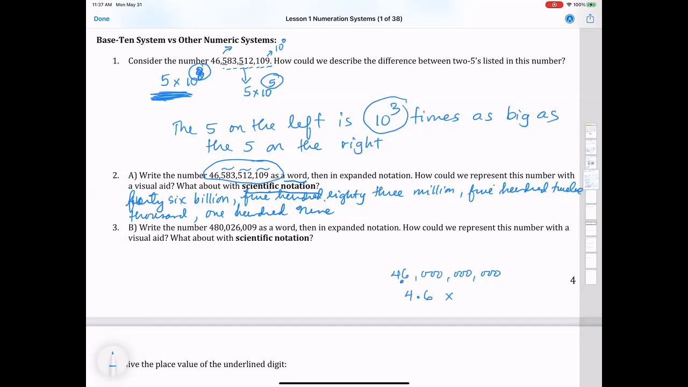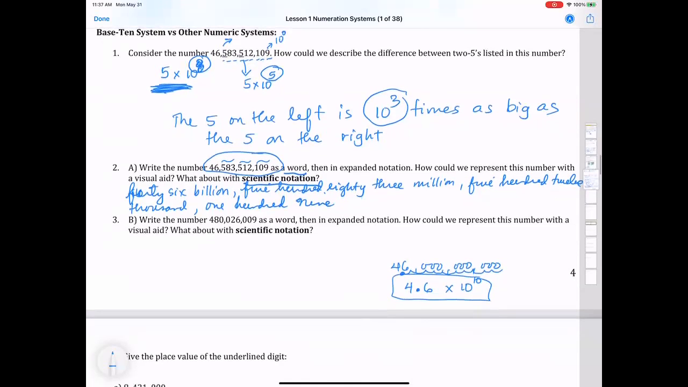Let's count the number of place values from the decimal point to the right. 1, 2, 3, 4, 5, 6, 7, 8, 9, 10. So the scientific notation for 46 billion is 4.6 times 10 to the 10. But if we want to really write this in scientific notation, then this is 4.6583512109 times 10 to the, let's see, I think it's the same number, right? It's 10 to the 10. So that is the scientific notation for that.